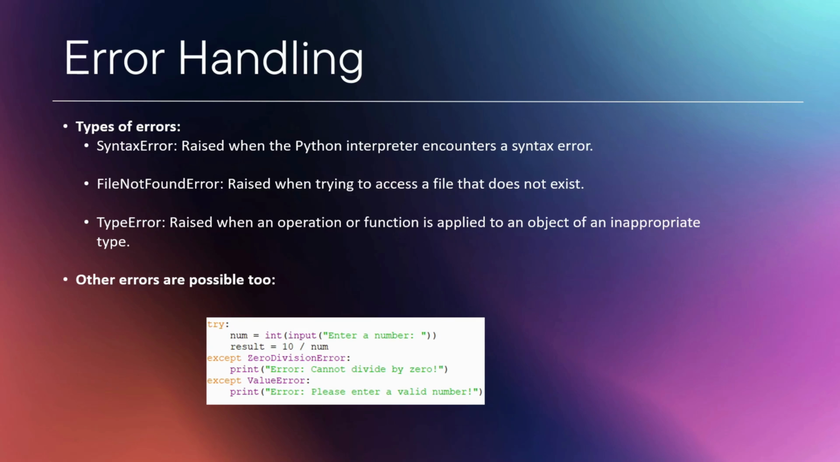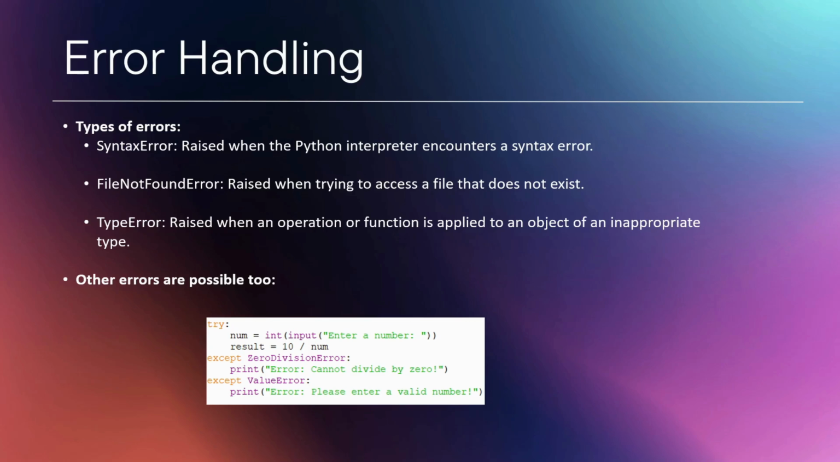Then a type error is raised when an operation or function is applied to an object of inappropriate type. For example, I cannot use a plus operator between a string and a number because they cannot be added. Those types of errors are type errors.